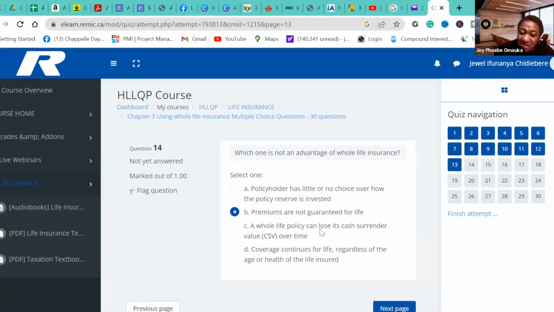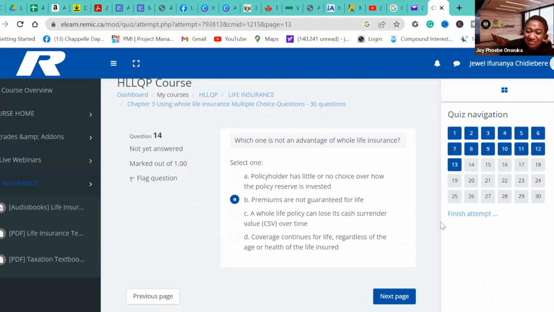A whole life policy can lose its cash surrender value over time. Yes, coverage continues for life regardless of the age or health. Yes. So all these are advantages of whole life insurance, but premiums are not guaranteed for life. No. Whole life policy, premiums are guaranteed. Again, marking number 14.